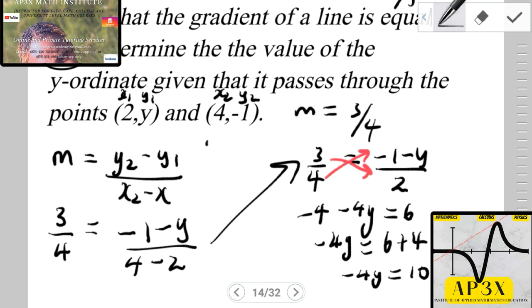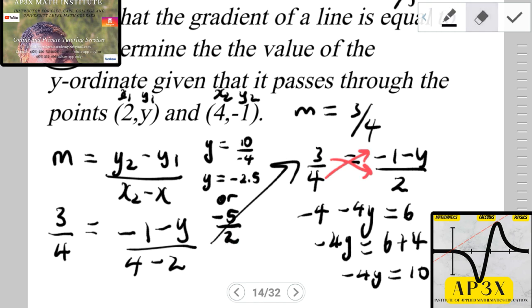So we're going to find here that y is equal to 10 divided by negative 4, which works out to be, as a decimal, negative 2.5. As a fraction, it would naturally be negative 5 over 2. So both answers are acceptable. So the y-ordinate value here is negative 5 over 2.